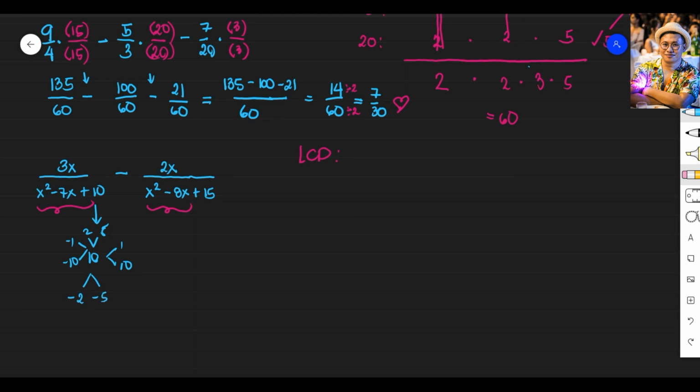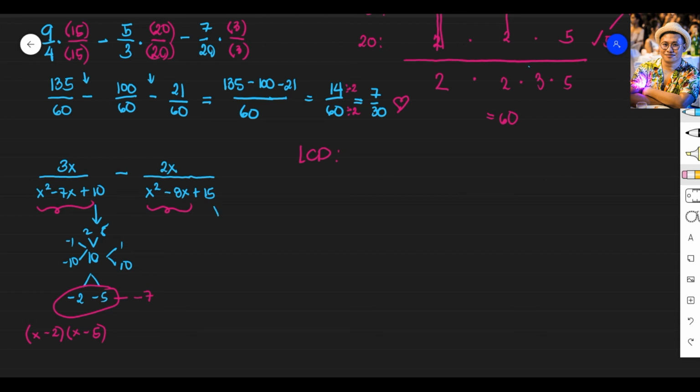After finding the factors of 10, look for the factors that, when you add them, the result is the middle term, which is negative 7. Out of these factors, the only numbers we can pick are these, because when we add these two, the result is negative 7. So it follows that the factor of this trinomial is x minus 2 times x minus 5. Amen? Amen. Okay. Next, this one here.